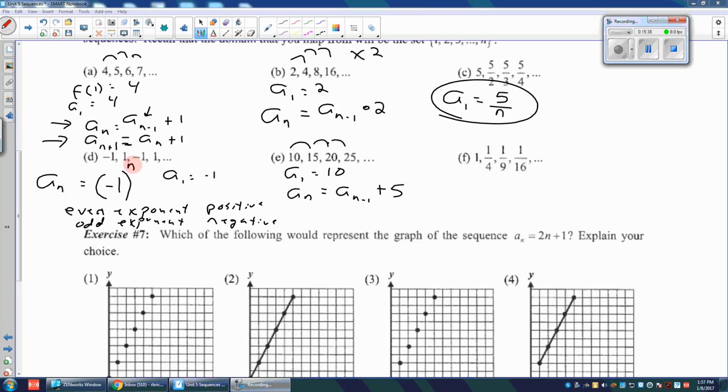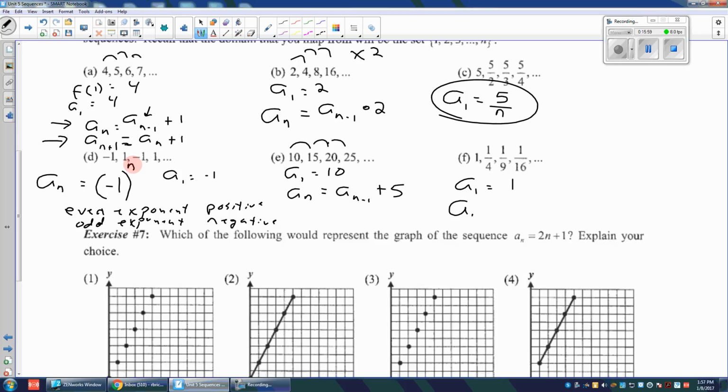What do we notice about 4, 9, 16? They're not all even. They're not multiples of anything. Oh, they're all squares. And what is 1 squared? 1. So the first number is 1.